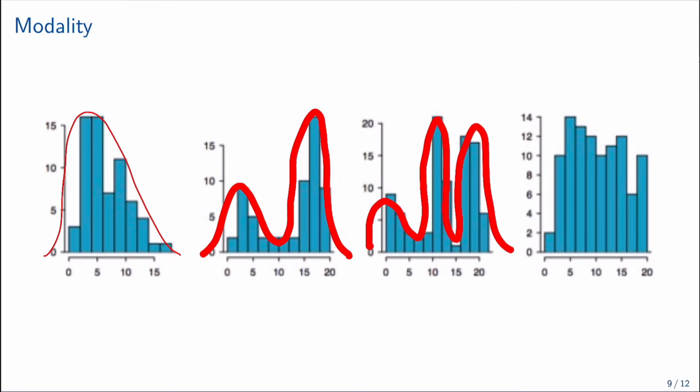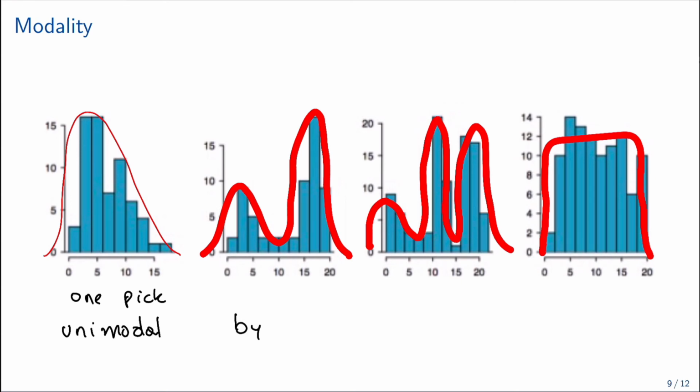So this is multimodal. The left hand side is unimodal, bimodal, multimodal, and this is more or less uniform. So let me write it down. We have one peak or unimodal, and this is bimodal. I'm not sure about the spelling, but it should be bimodal. And the third case will be multimodal.